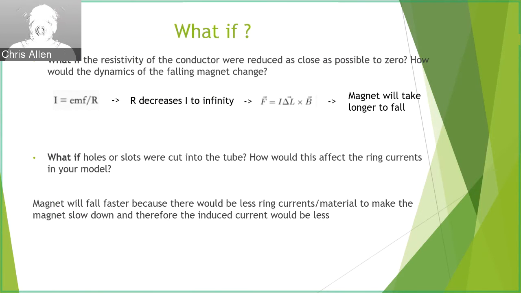What if the resistivity of the conductor were reduced as close as possible to 0? How would the dynamics of the falling magnet change? From the formula, because R is in the denominator, the current I will increase toward infinity. The force on the magnet will also increase, so the magnet will take longer to fall. And if we have holes or slots cut into the tube, how will this affect the ring currents of the model? The magnet will fall faster because there will be less ring current and material to slow the magnet down, and therefore the induced current will be less.